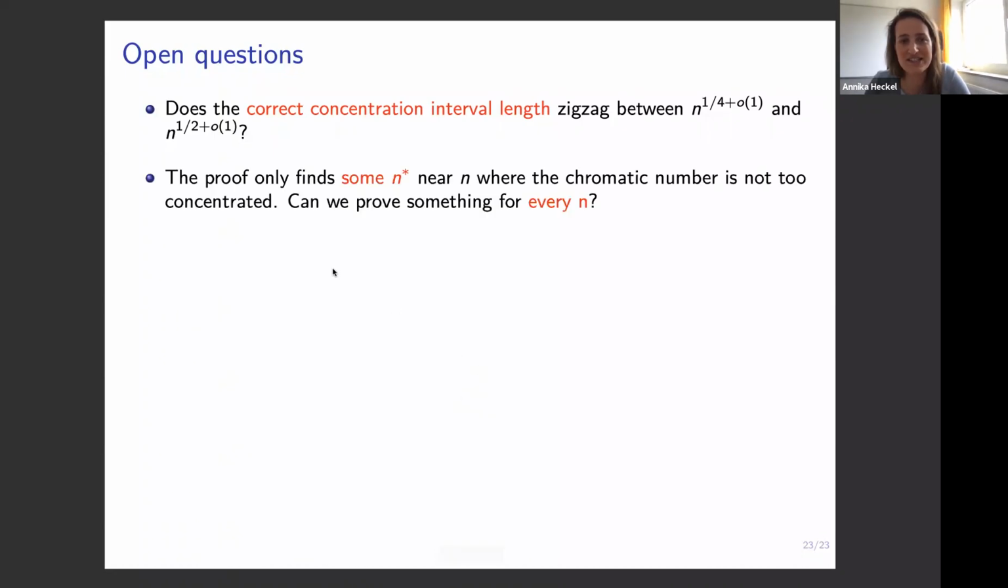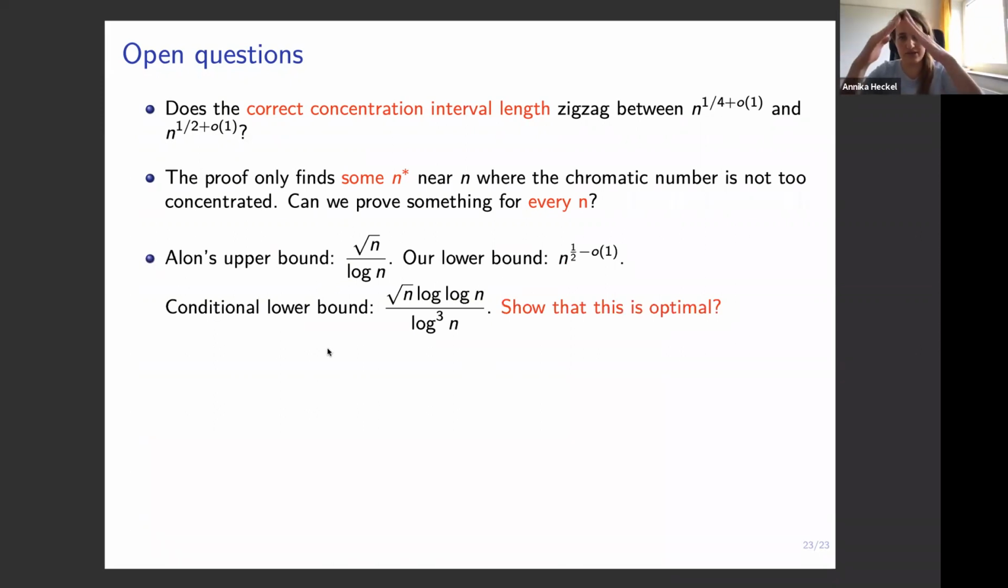Now, short of that, the whole method that we use to give a lower bound on the concentration never gives anything for any particular n. We don't know for which n's the chromatic number is not concentrated. Of course, we think it's for every n, but we don't prove this. So another nice thing would be to prove anything whatsoever for every n.